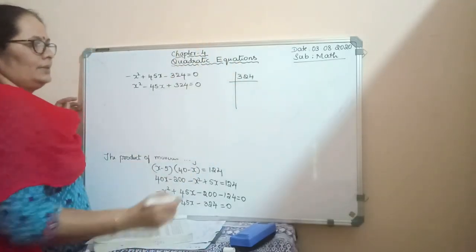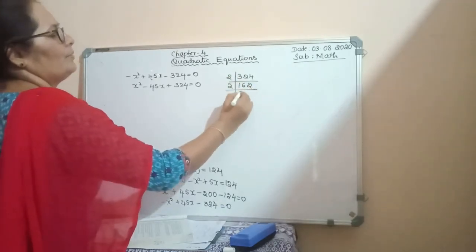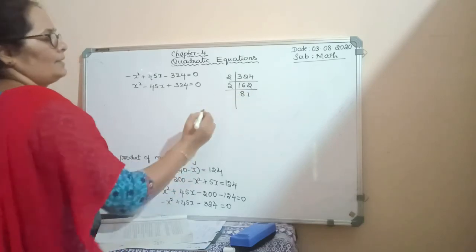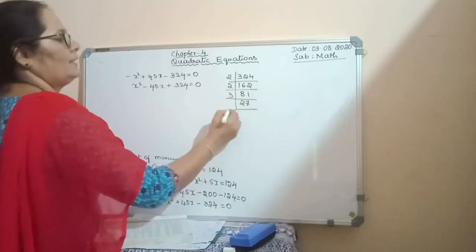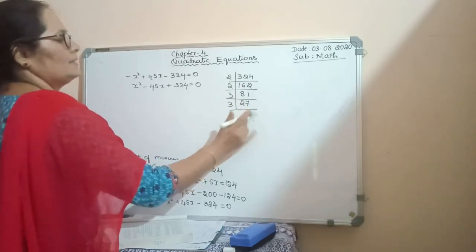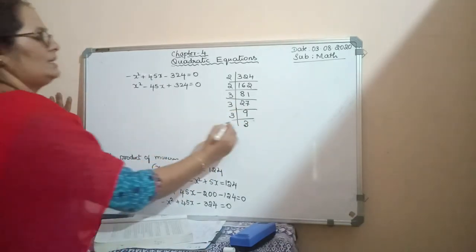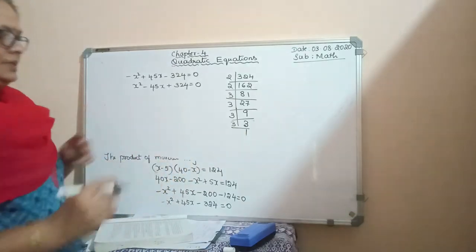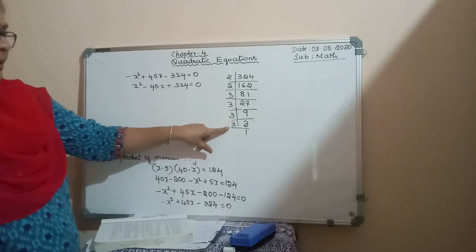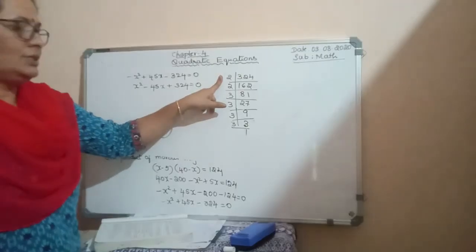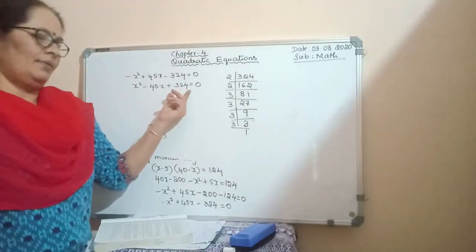Factorize. So see here, 2 ones are 2, 2 sixes are 12, 2 twos are 4, 2 eights are 16, 2 ones are 2, then 3, 27, 3 threes are 9, 3 nines are 27, then 3 threes are 9. So these many prime numbers you will get now. See here, 2 into 2, 3 into 3 into 3 into 3. Now in this one, which combination can be taken to get us a sum of minus 45 and product 324?